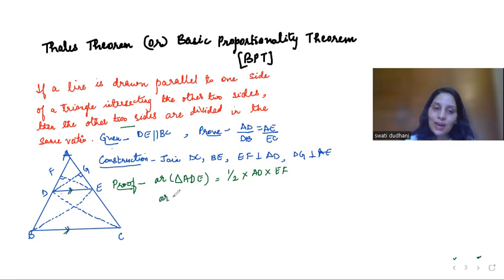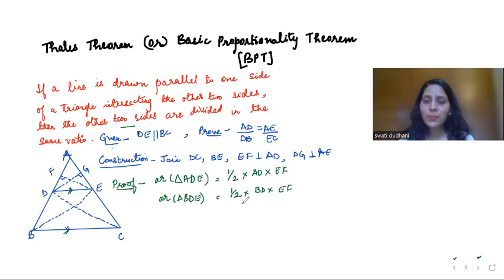Now let us consider other triangle BDE. So area is again half into base is BD and here height is EF. So as you are aware that many a times, many triangles have the height outside the triangle. So this is one of the cases. BDE is our triangle and the perpendicular EF is outside the triangle.